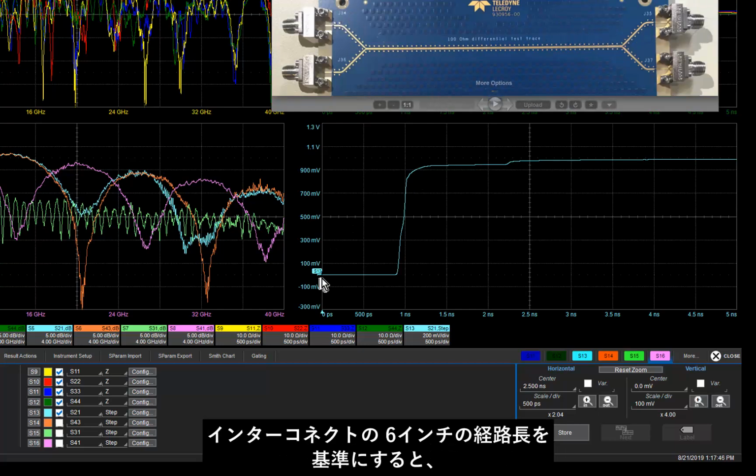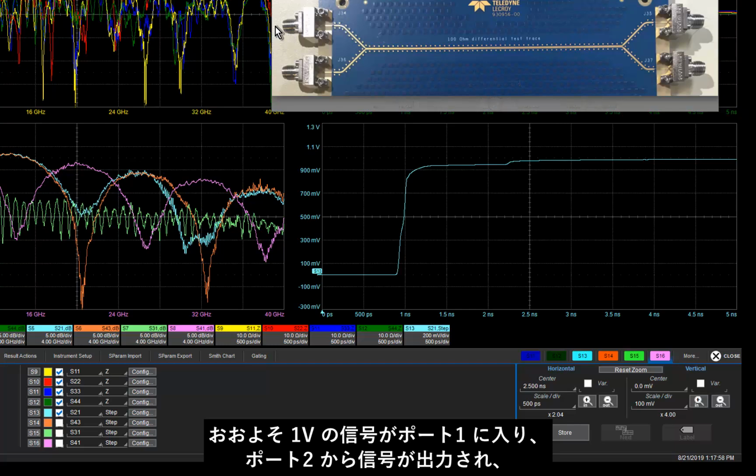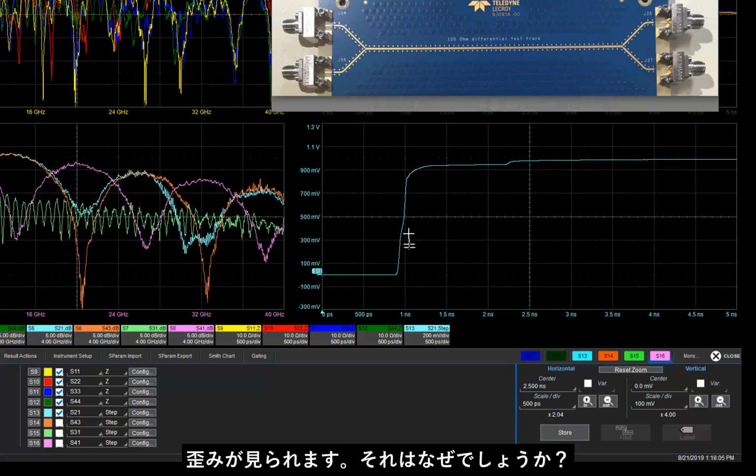You can see the time delay in going in and coming out is about a nanosecond or so, based on the 6-inch path length for the interconnect, but you see there's a little bit of distortion in the transmitted signal. It's roughly a 1 volt signal that goes into port 1, and we're seeing the signal coming out on port 2, and we see the distortion.